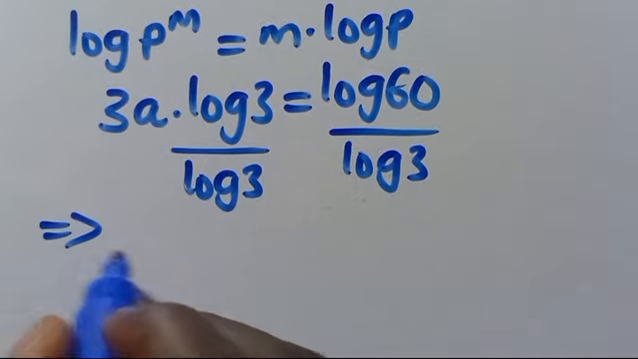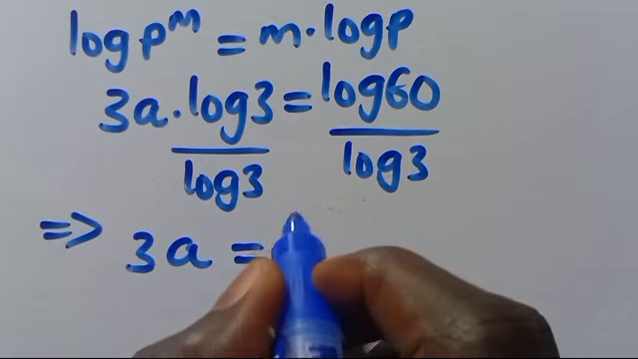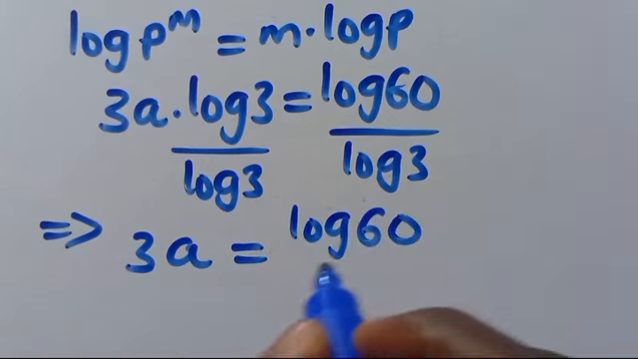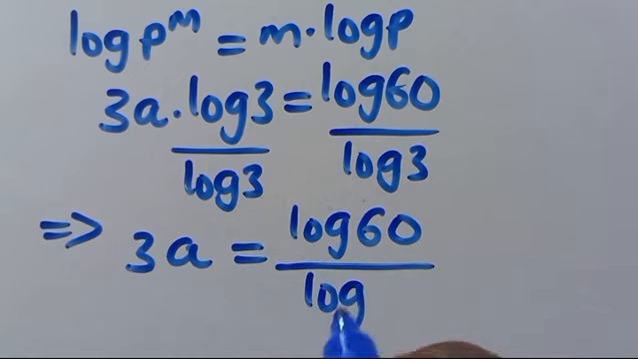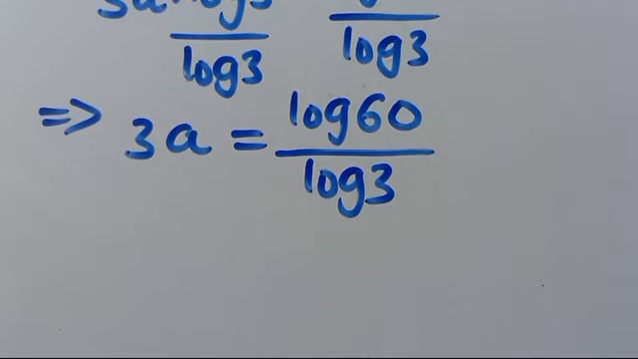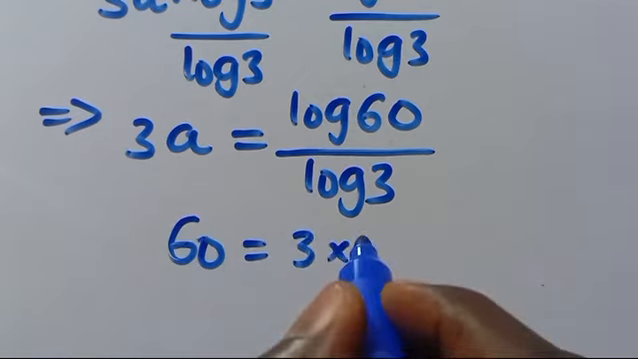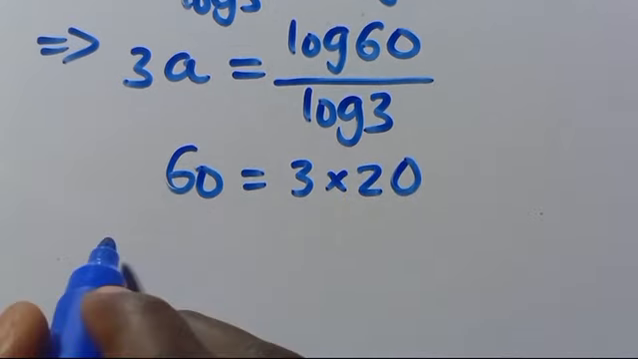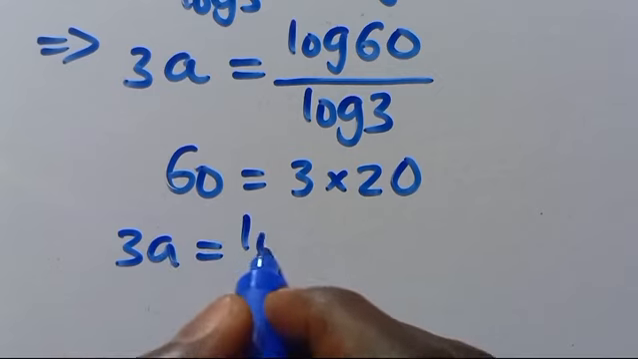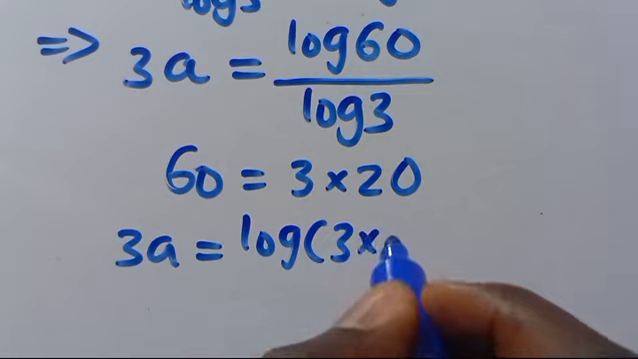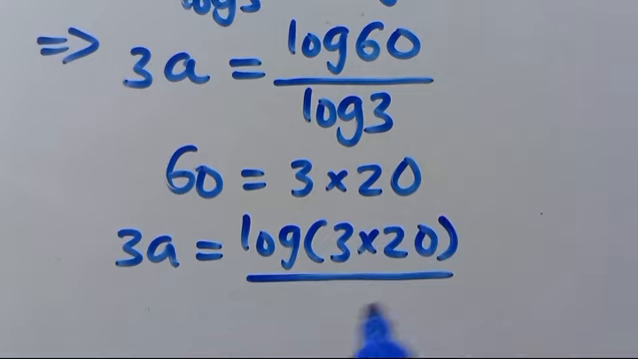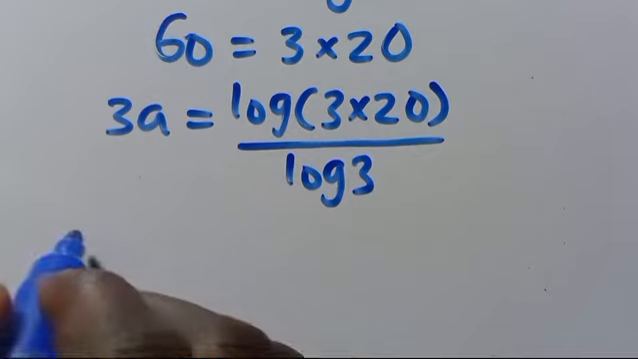So from here we have 3a equals log 60 over log 3. Then from here, we can have 60 as the product of 3 times 20. So from here we have 3a equals log of 3 times 20 over log 3.